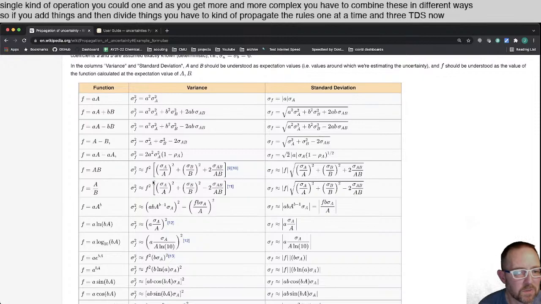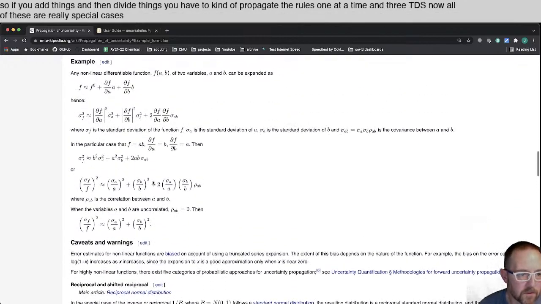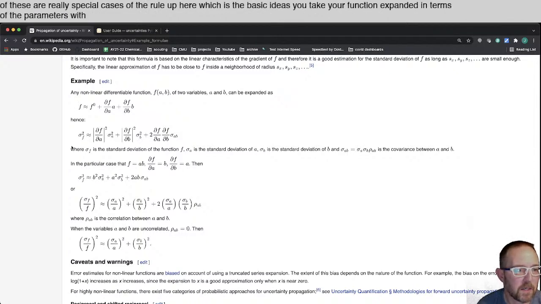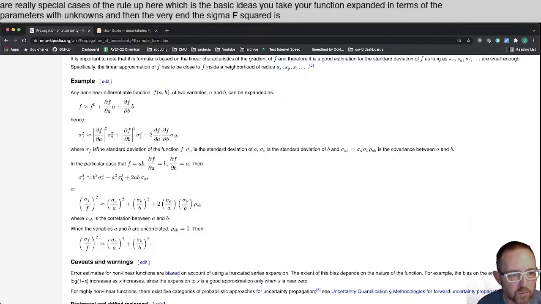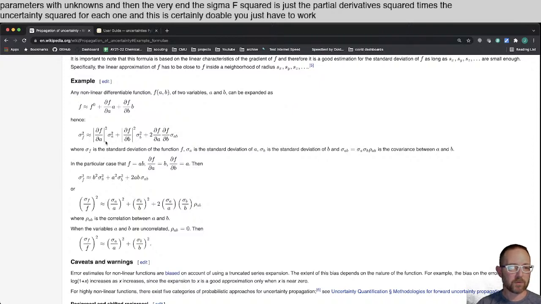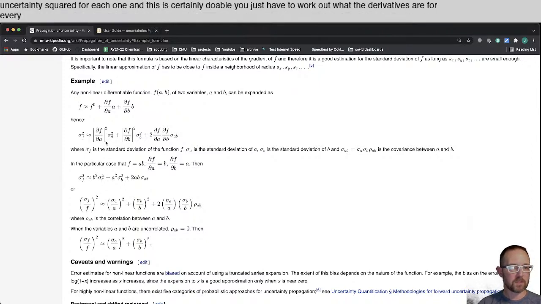Now, all of these are really special cases of the rule up here, which is the basic idea: you take your function, expand it in terms of the parameters with unknowns, and then the variance, the sigma f squared, is just the partial derivatives squared times the uncertainty squared for each one. And this is certainly doable. You just have to work out what the derivatives are for every single parameter, and then apply this.